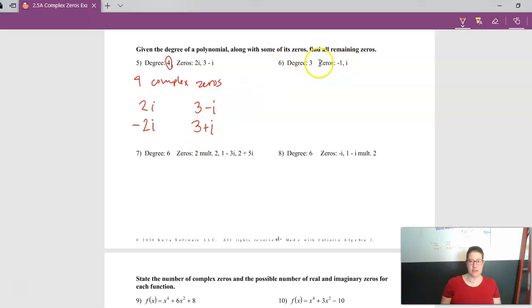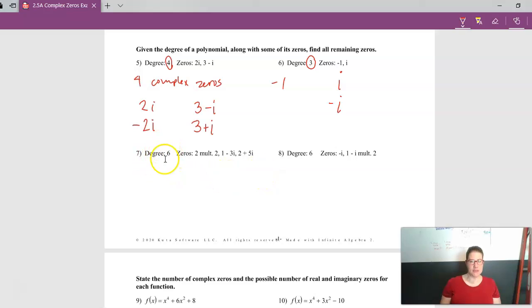So for number 6, the degree is 3, which means there should be 3 solutions or 3 zeros altogether. It's giving me 2. It's giving me negative 1, and it's giving me i. So I know there's one more. This one's just a real number, so that one will not have a conjugate pair. Only the ones with imaginary parts have them, and so I know that negative i would be that third zero.